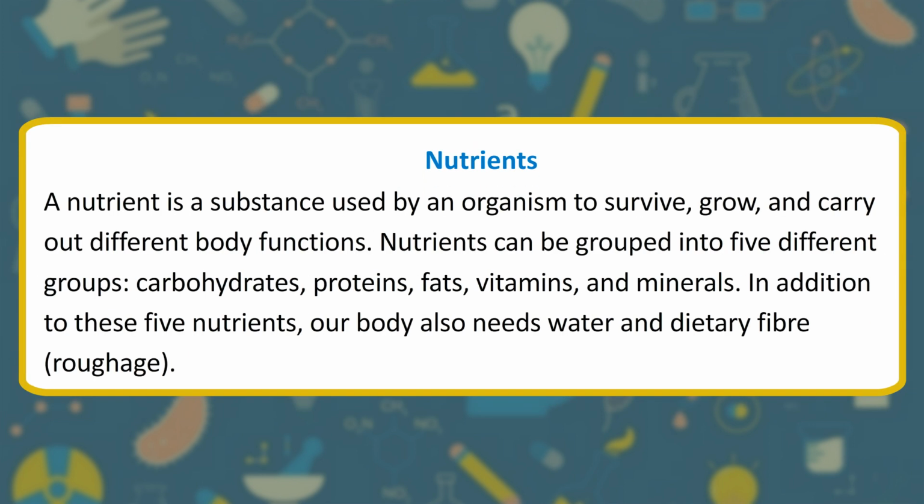Nutrients. A nutrient is a substance used by an organism to survive, grow, and carry out different body functions. Nutrients can be grouped into 5 different groups: carbohydrates, proteins, fats, vitamins, and minerals. In addition to these 5 nutrients, our body also needs water and dietary fiber. Roughage.